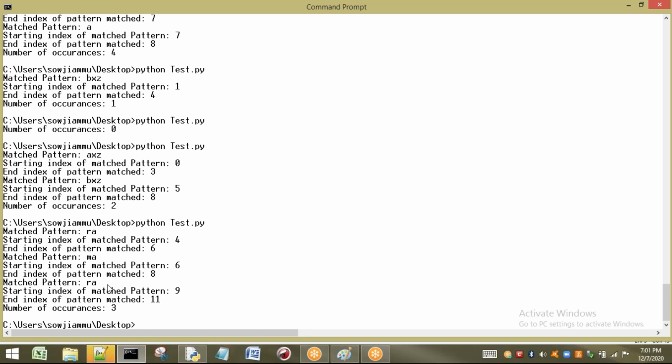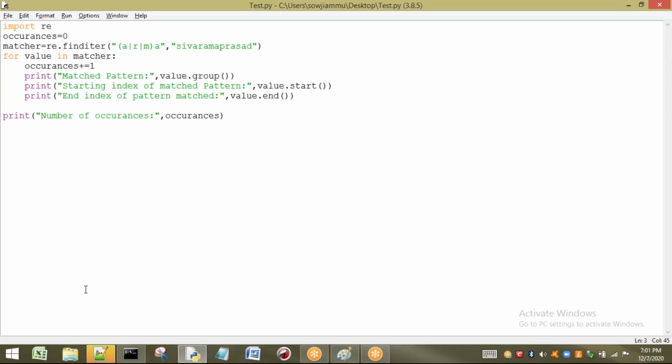So this is about parentheses, or we can call this a group metacharacter, because it is grouping some of the characters here. Not only A, R, M; I can take anything, there is no problem.